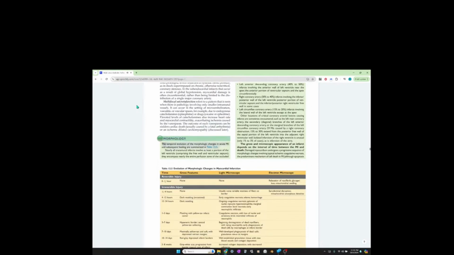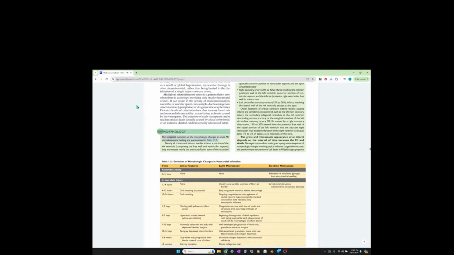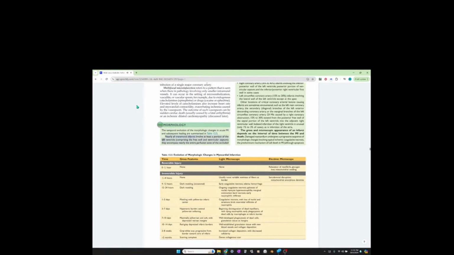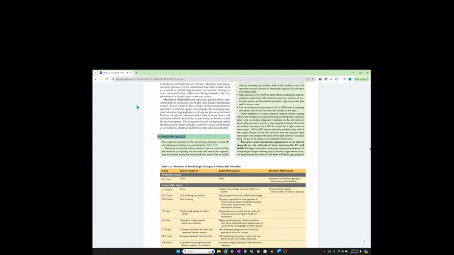Morphology. The temporal evolution of the morphologic changes in acute MI and subsequent healing are summarized in Table 12.5. Nearly all transmural infarcts involve at least a portion of the left ventricle. They encompass nearly the entire perfusion zone of the occluded coronary artery, save for a narrow rim of viable subendocardial myocardium that is preserved by diffusion of oxygen and nutrients from the ventricular lumen. The frequencies of involvement of each of the three main arterial trunks and the corresponding sites of myocardial lesions resulting in infarction are as follows.